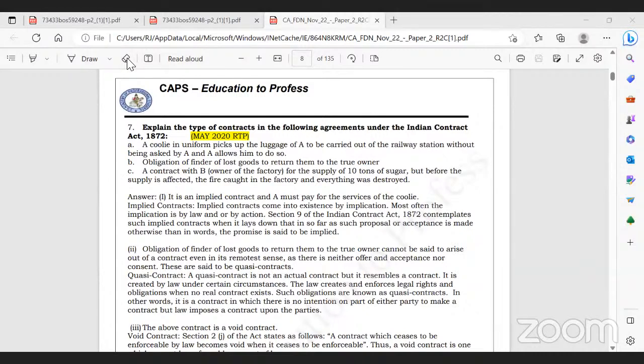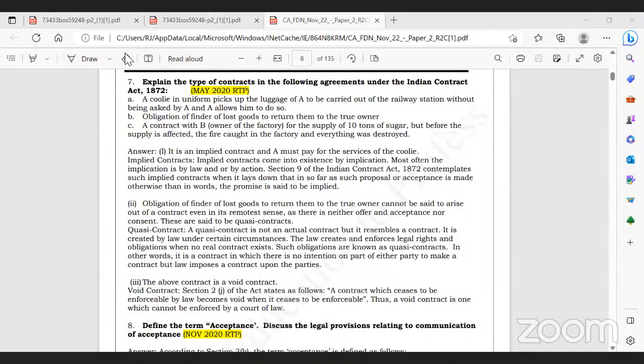Second sub-question: obligation of the finder of lost goods to return them to the true owner. Quasi-contract, remember? Section 67 or 68, I don't remember. A finder of lost goods is under a quasi-contract. Yes, sir. So the first one is implied contract, the second one is quasi-contract. Then?